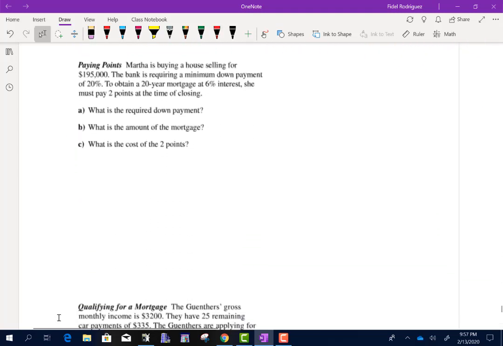Okay, paying points. Let's take a look at this next problem here. It says Martha is buying a house, selling for $195,000. Bank wants a minimum down payment of 20%. Okay, part A, let's find our down payment. All right, so we already know how to do this. We're going to take 195 times 0.20.